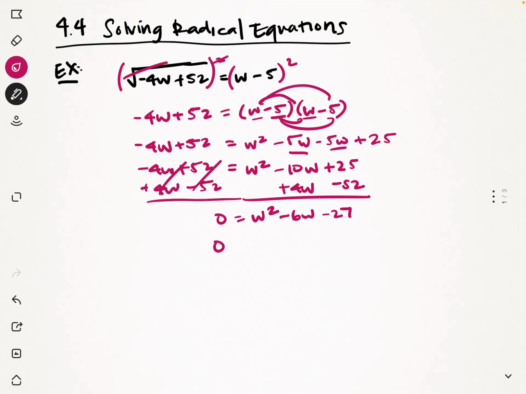Alright, so from here we're going to factor. We're trying to find what multiplies to get negative 27, and adds to get negative 6. So that would be negative 9 and positive 3. And one last step, right? We need to figure out what makes this 0. So we're going to say that either w equals 9, because 9 minus 9 is 0, or negative 3, because negative 3 plus 3 is 0.